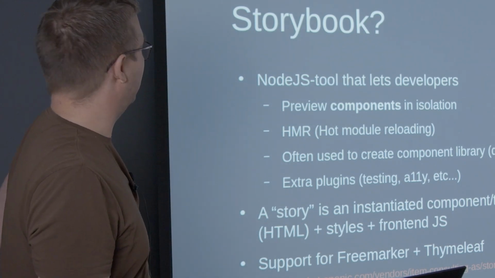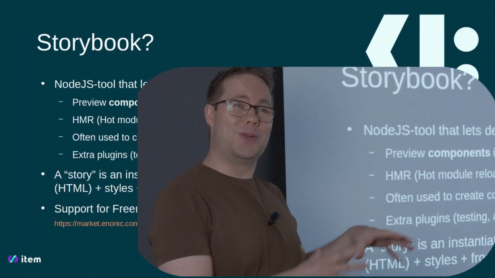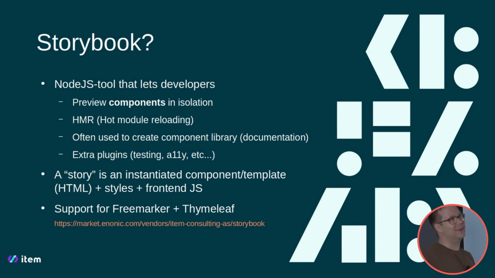All right. Okay, Storybook. Storybook is a tool for developers. It's a Node.js tool, so you have to run it on the side of Enonic in Node. It's a tool that lets developers develop components in isolation and preview them. You get hot module reloading, so that as you are working on your template files or your CSS or your front-end JavaScript, as soon as you press save, the browser will refresh and you get a preview of what you're working on.